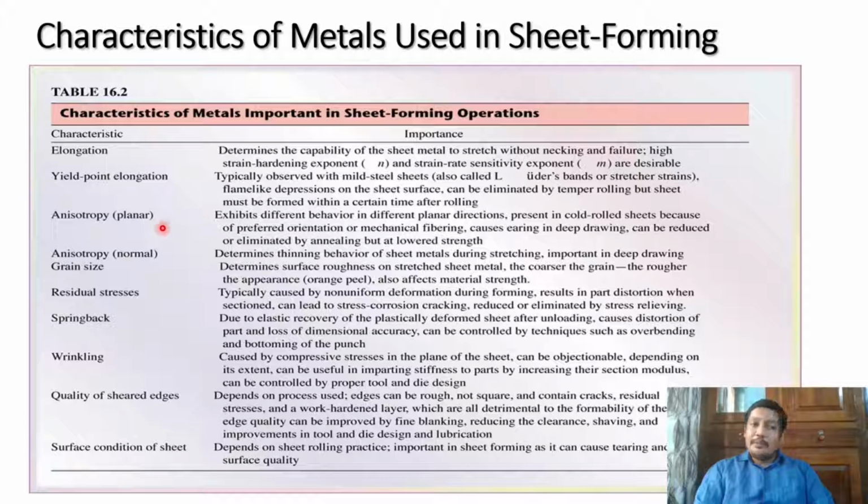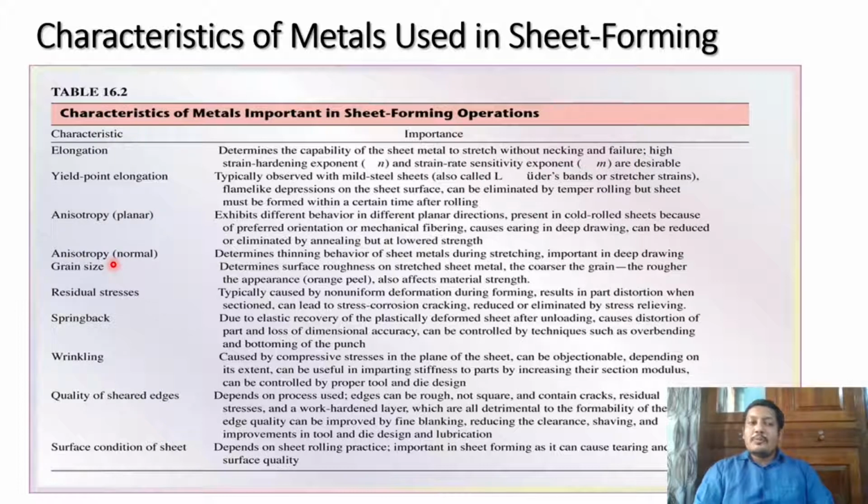So planar anisotropy is normally a defect. It will normally occur in the case of cold rolled sheets because the rolling direction will stretch the grains, so the grain orientation changes. As a result it gets stretched towards the direction in which it is rolled, and you change the properties; that is, properties in different planar directions change. You can reduce it by annealing, but you have to compensate on the strength.